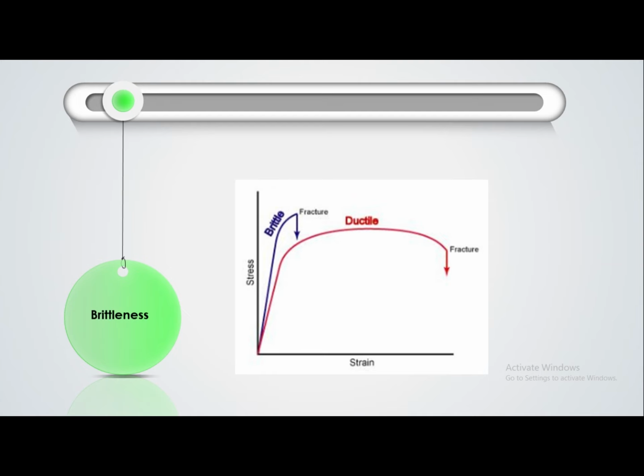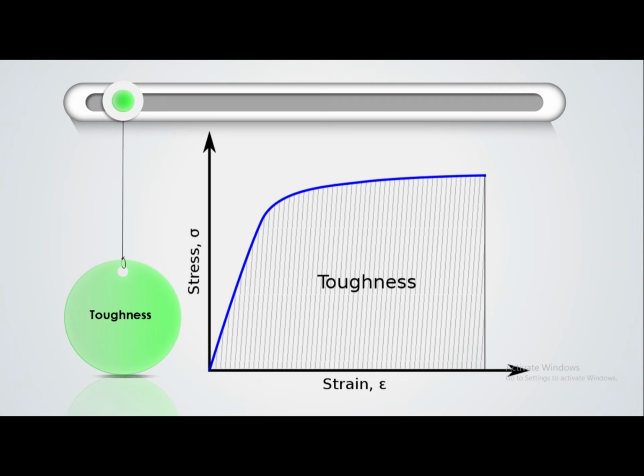Number two is the brittleness. Brittleness describes the property of a material that fractures when subjected to stress but has little tendency to deform before rupture. In this curve, you can see the difference between the ductile and the brittle fracture. Number three is the toughness. The toughness is the ability of a material to absorb energy before fracture.